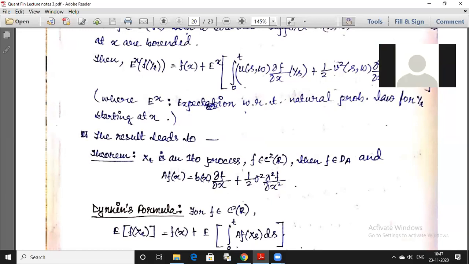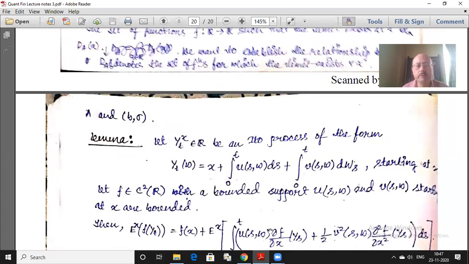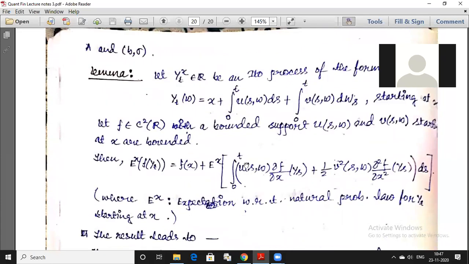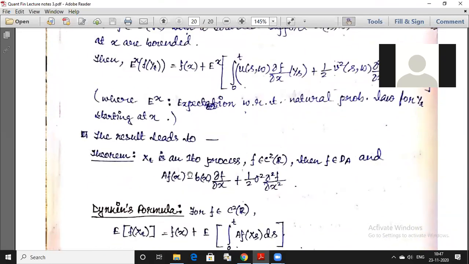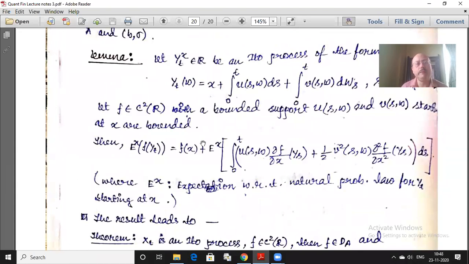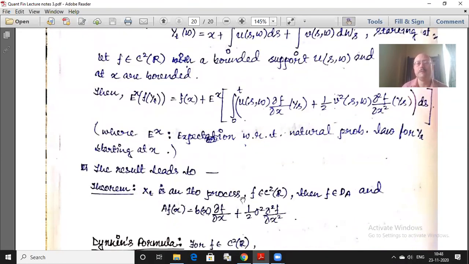Sir, in this theorem, we require f to be bounded. We require f to have a bounded support, and we require f to be sufficiently smooth. Yes, but in this theorem statement, it is not written f to be bounded. So this theorem statement is not a complete statement. All the earlier restrictions from the lemma will have to be translated here. So it is written slightly informally.